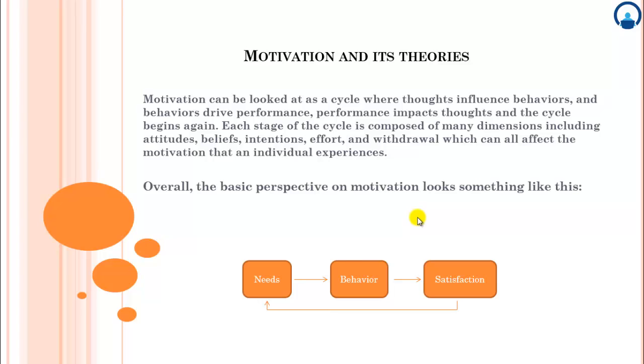Each stage of the cycle is composed of many dimensions, including attitudes, beliefs, intention, effort, and withdrawal, which can all affect the motivation that an individual experiences. So, from this brief, we can say that motivation is a cyclic process where thoughts drive performance, and performance drives thoughts again. The cycle keeps going, and it is governed by attitudes, beliefs, and efforts.